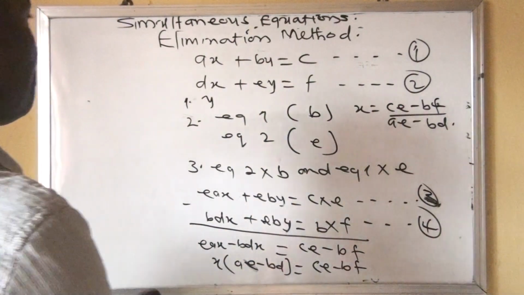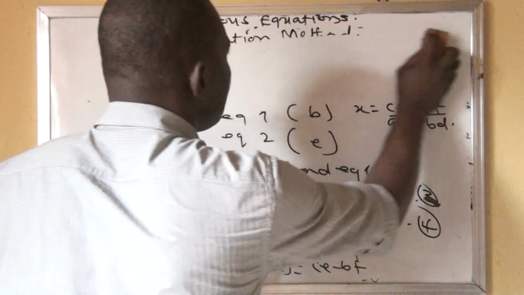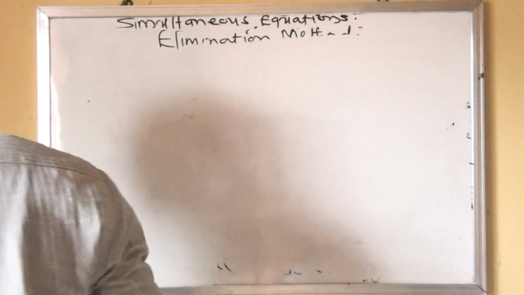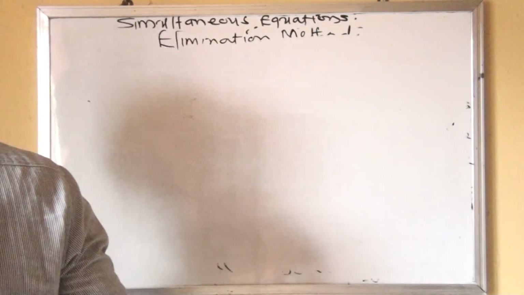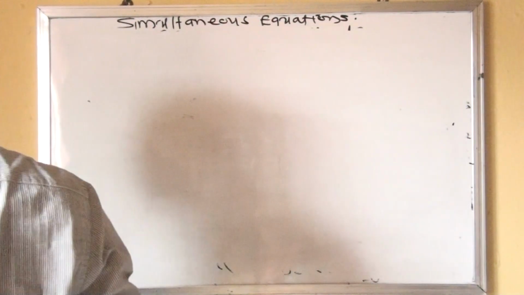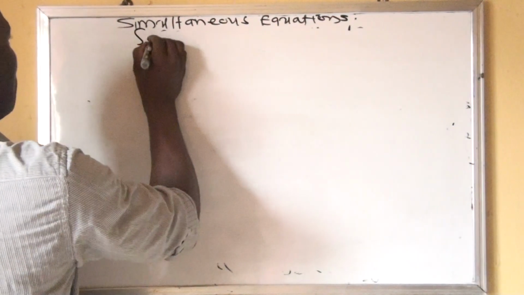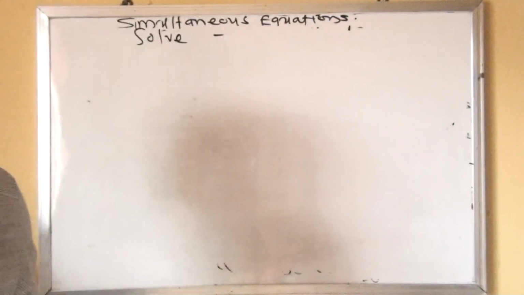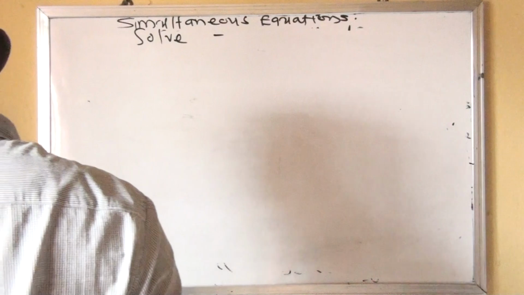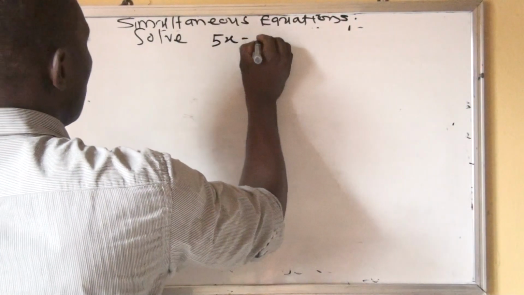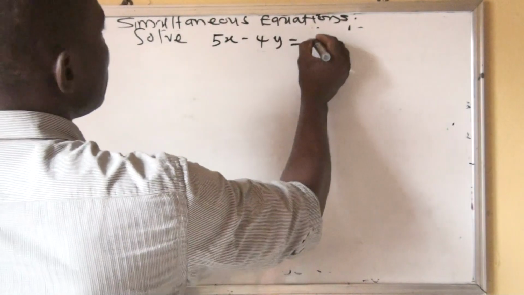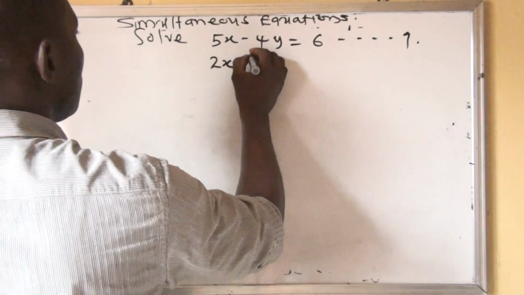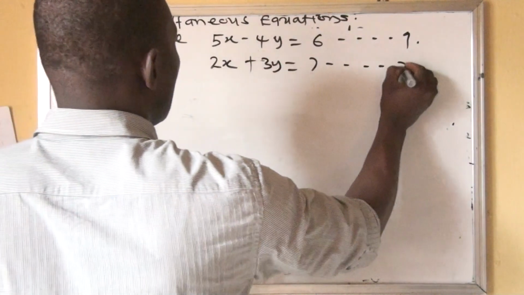Let's go into using real values. Okay, assuming we're asked to solve this simultaneous equation: 5x minus 4y equals 6, that's equation 1, and here we have 2x plus 3y is equal to 7, that's equation 2.